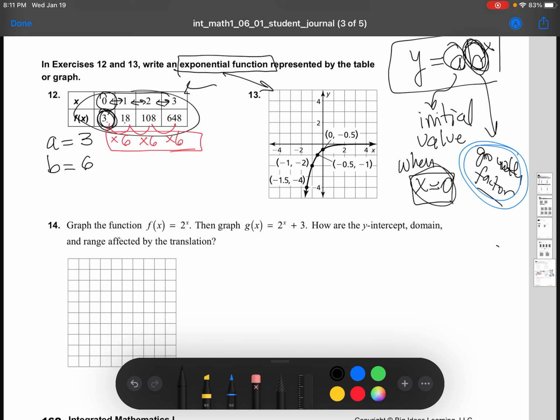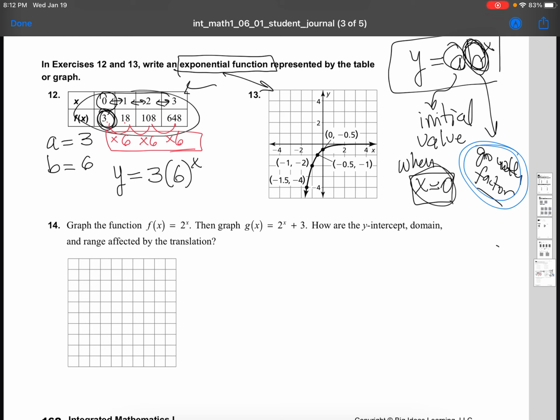Once you do that, you can now write the equation of that exponential function. As you can see, 3 multiplied by 6 raised to the x value. That's how we do it. All right? Keep that in mind.